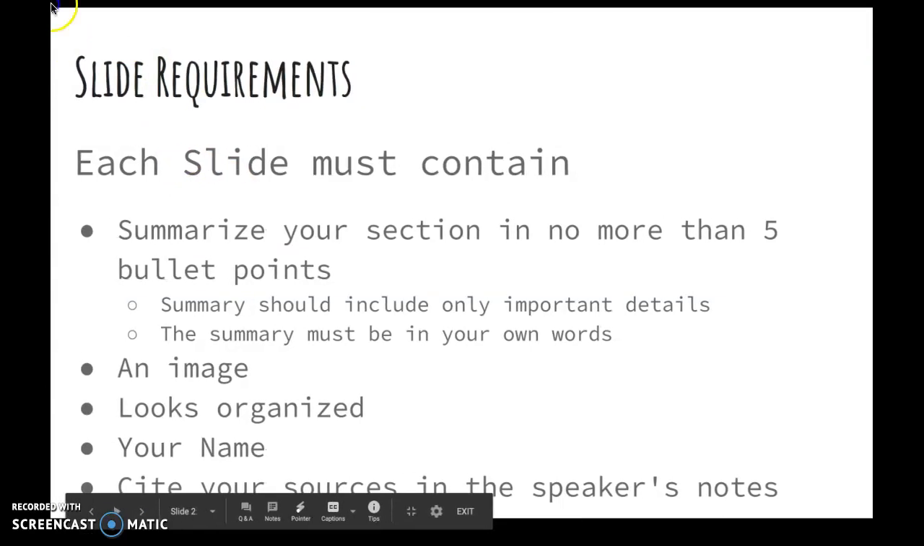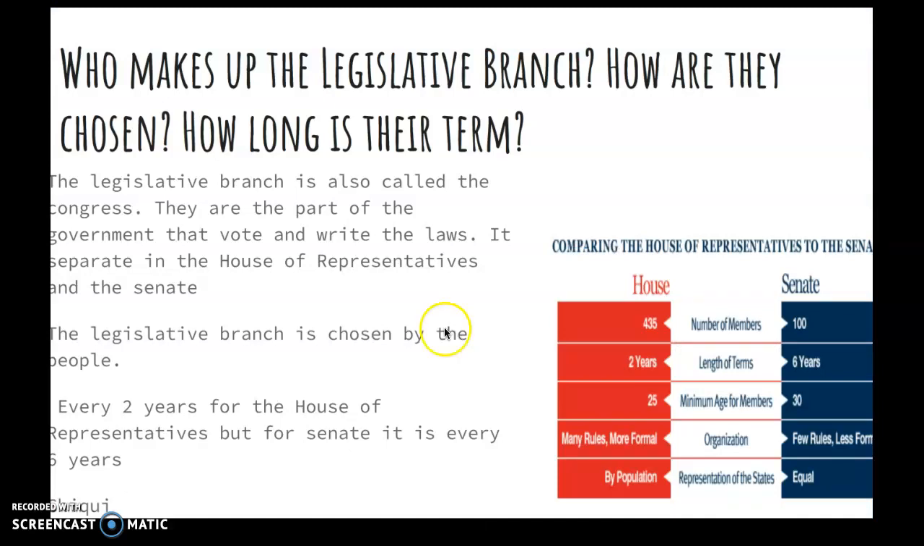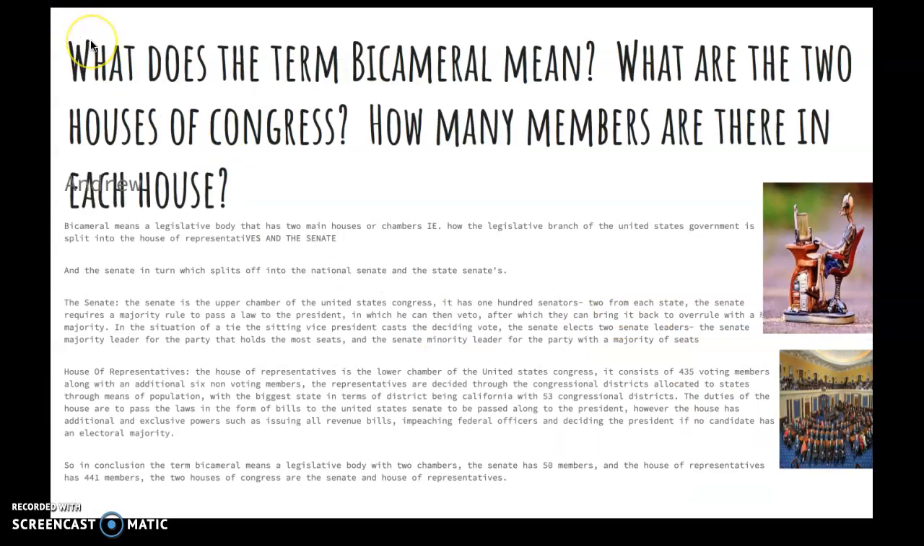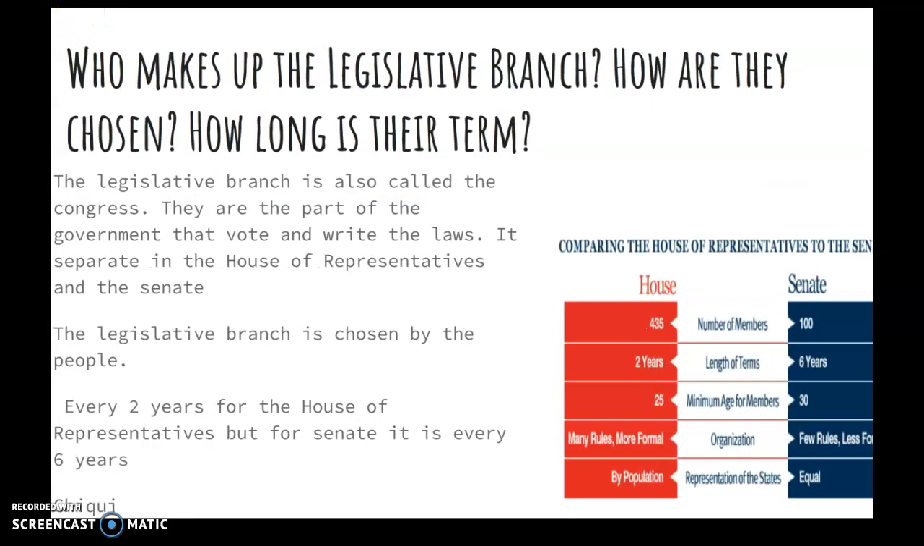Again, the slide requirements. We started presenting on the legislative branch. The first question that students needed to cover was who makes up the legislative branch and how are they chosen? You can see, as the student created this slide, the legislative branch is also called Congress, so you'll hear us refer to them as Congress. They're made up of 2 separate houses, the Senate and the House of Representatives, the 2 different chambers of Congress.